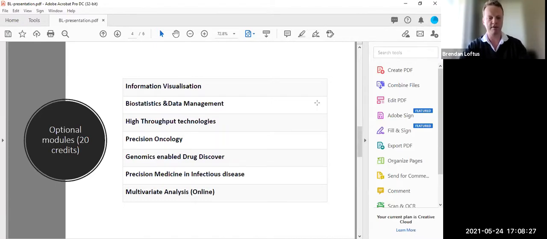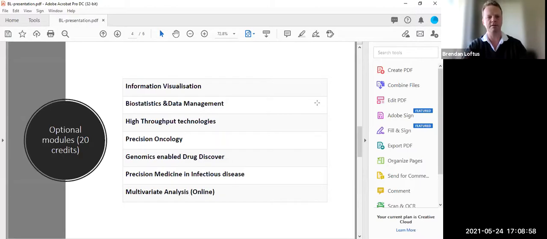Precision oncology, obviously a big area of precision medicine. Genomics enables drug discovery. This is an interesting module that's run by my colleague Sean Ennis in the School of Medicine. He started up the company which was called Genomics Medicine Ireland and is now called Genuity Science. And this module really mixes science with business opportunities.